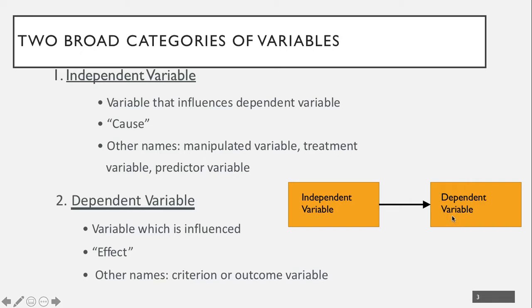So let's say I hypothesize that depression is going to impact marital satisfaction. So that's my hypothesis. That means I think marital satisfaction is going to be impacted by depression. So depression is the cause, or the independent variable. And then marital satisfaction is the dependent variable. It's going to vary depending on what happened with the independent variable.